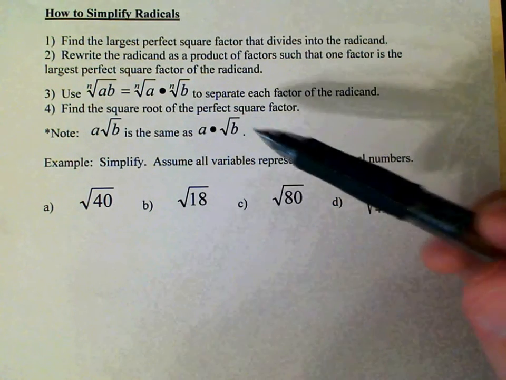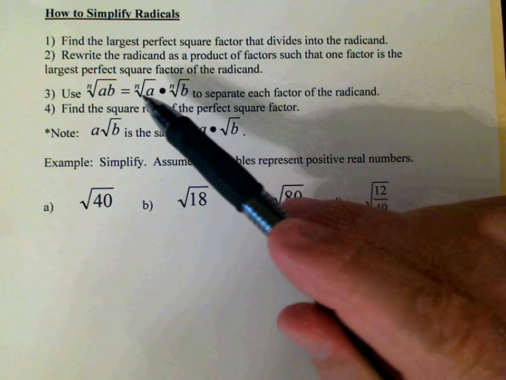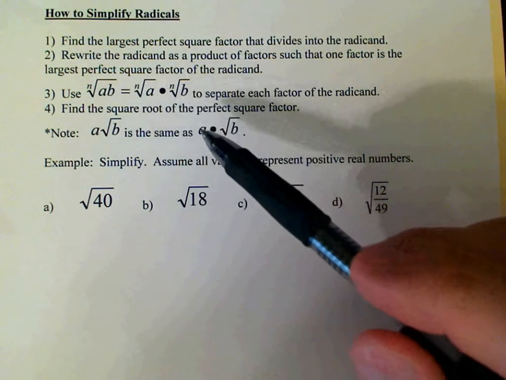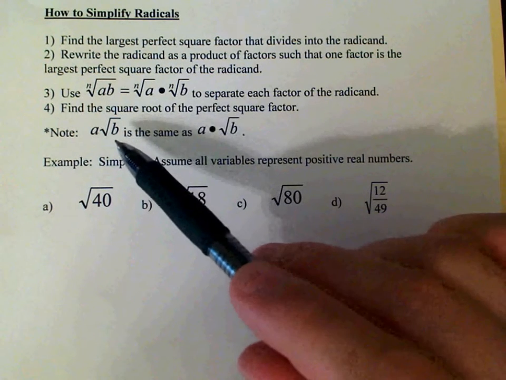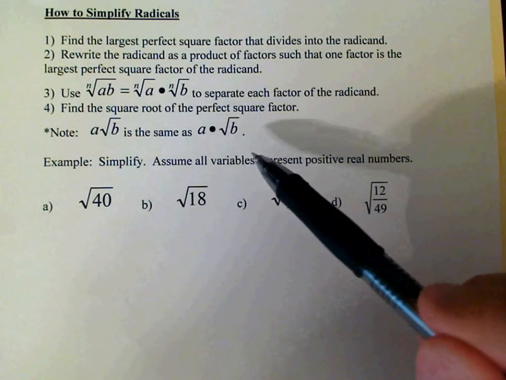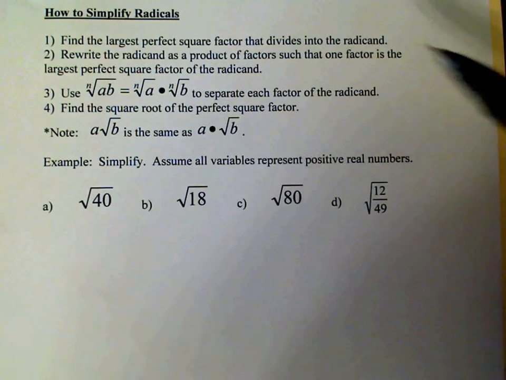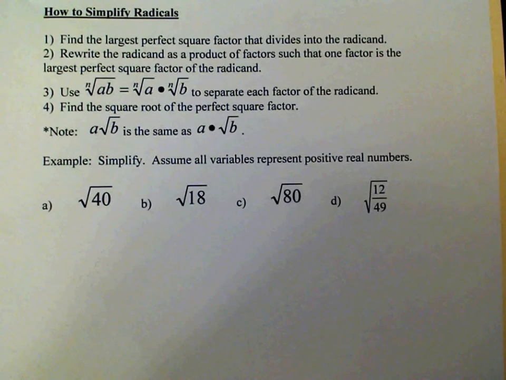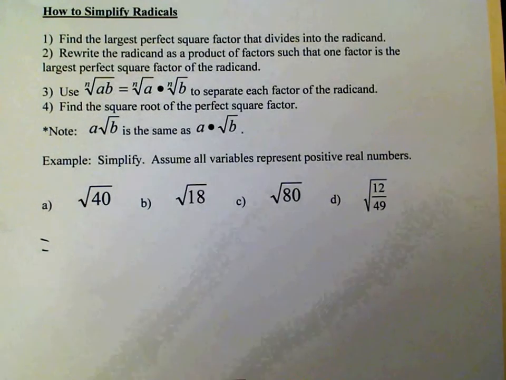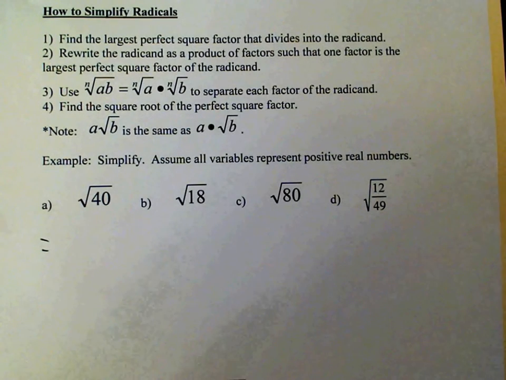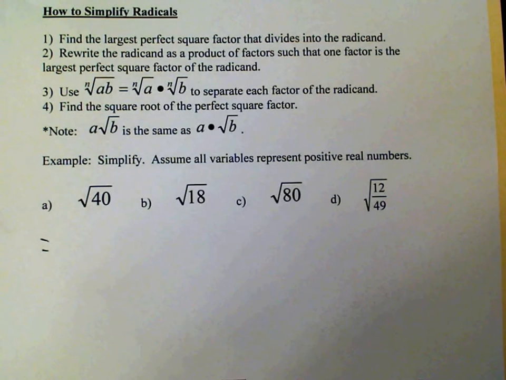The main thing is we're going to use this product rule, and we're also going to have to remember the fact that a squared of b is the same as a times the square root of b. We're going to do some examples to help you understand what's going on. So we're not finding decimals. Keep that in mind. This is not simplifying or evaluating by finding decimals. This is simplifying by removing perfect square factors.